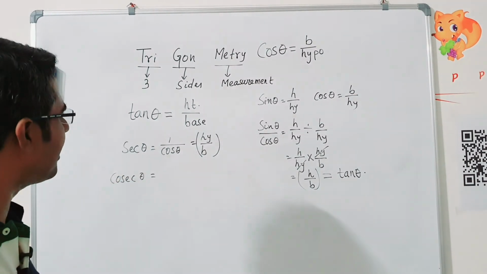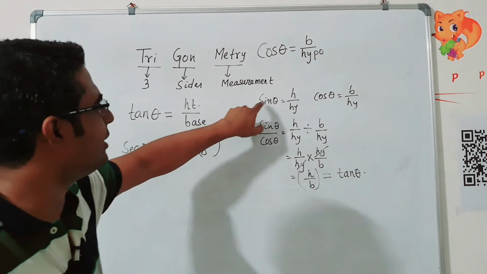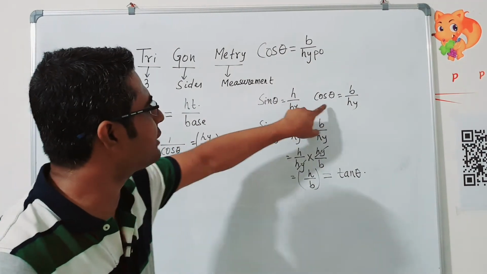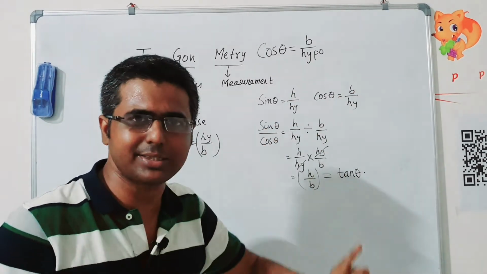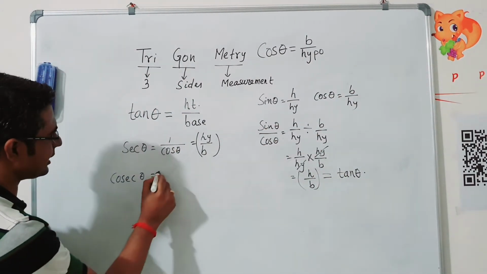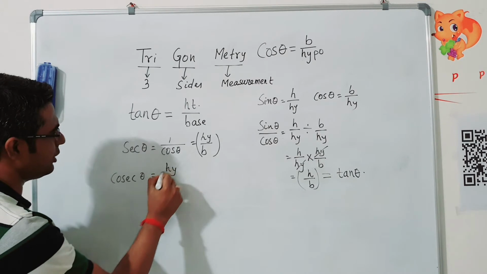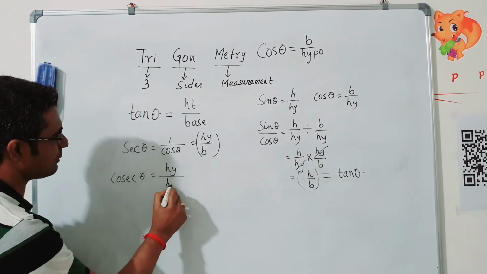Complementary of sec theta. When we are talking about sin theta, it was height by base. Complementary of sin theta was cosine theta. It was base by hypotenuse. So height got replaced by base. Here it is cosec theta. So hypotenuse will remain as it is. The base is going to be replaced by height.